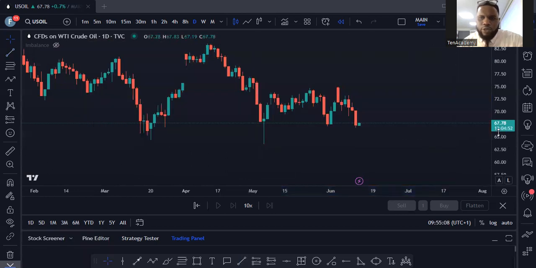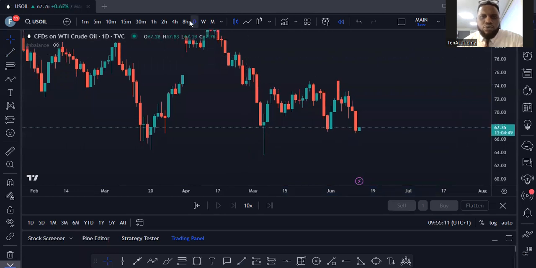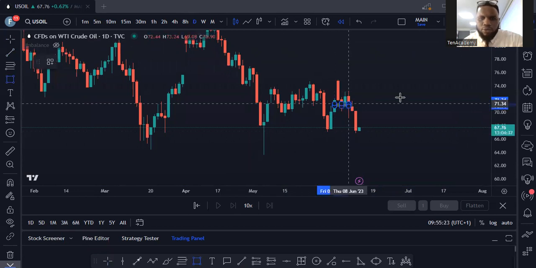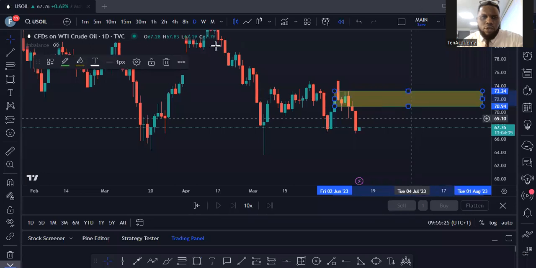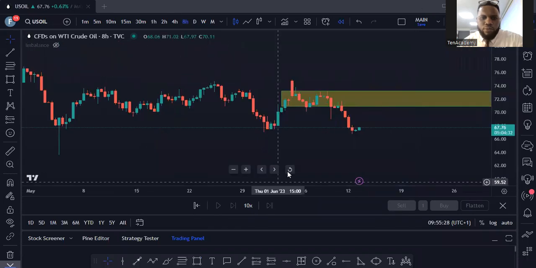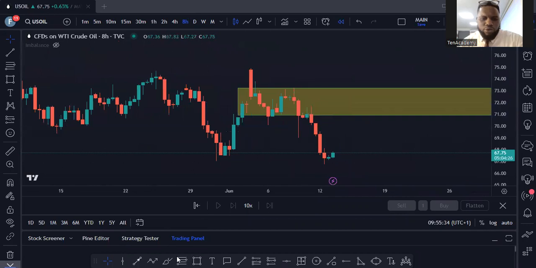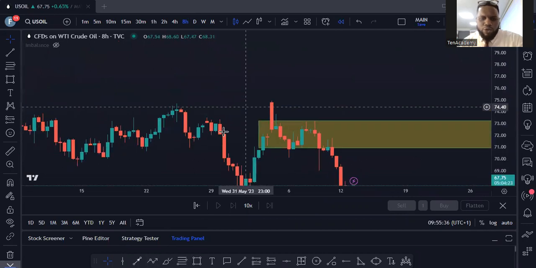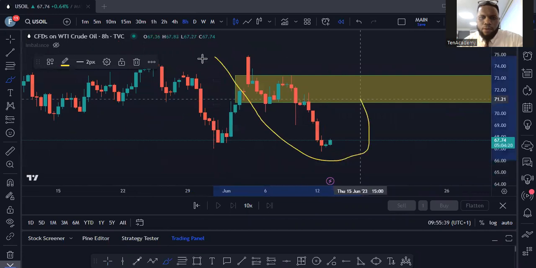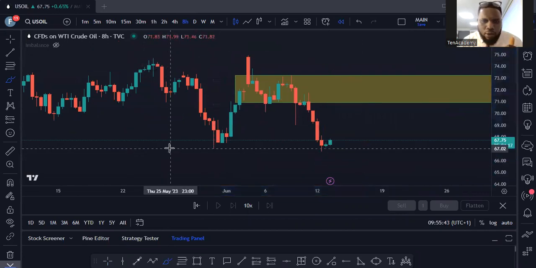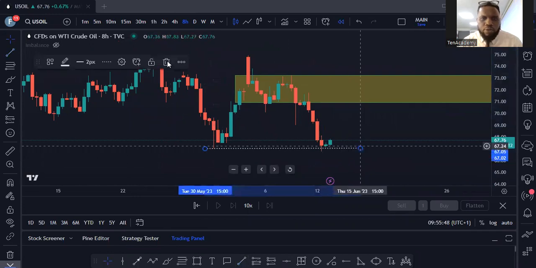Now let's move ahead. If you go to this daily right now, seeing this supply, let's go to the 8-hour time frame. Okay. So this is internal structure. You can see the bearish internal structure. Ultimately, price has also taken out this previous low right here.